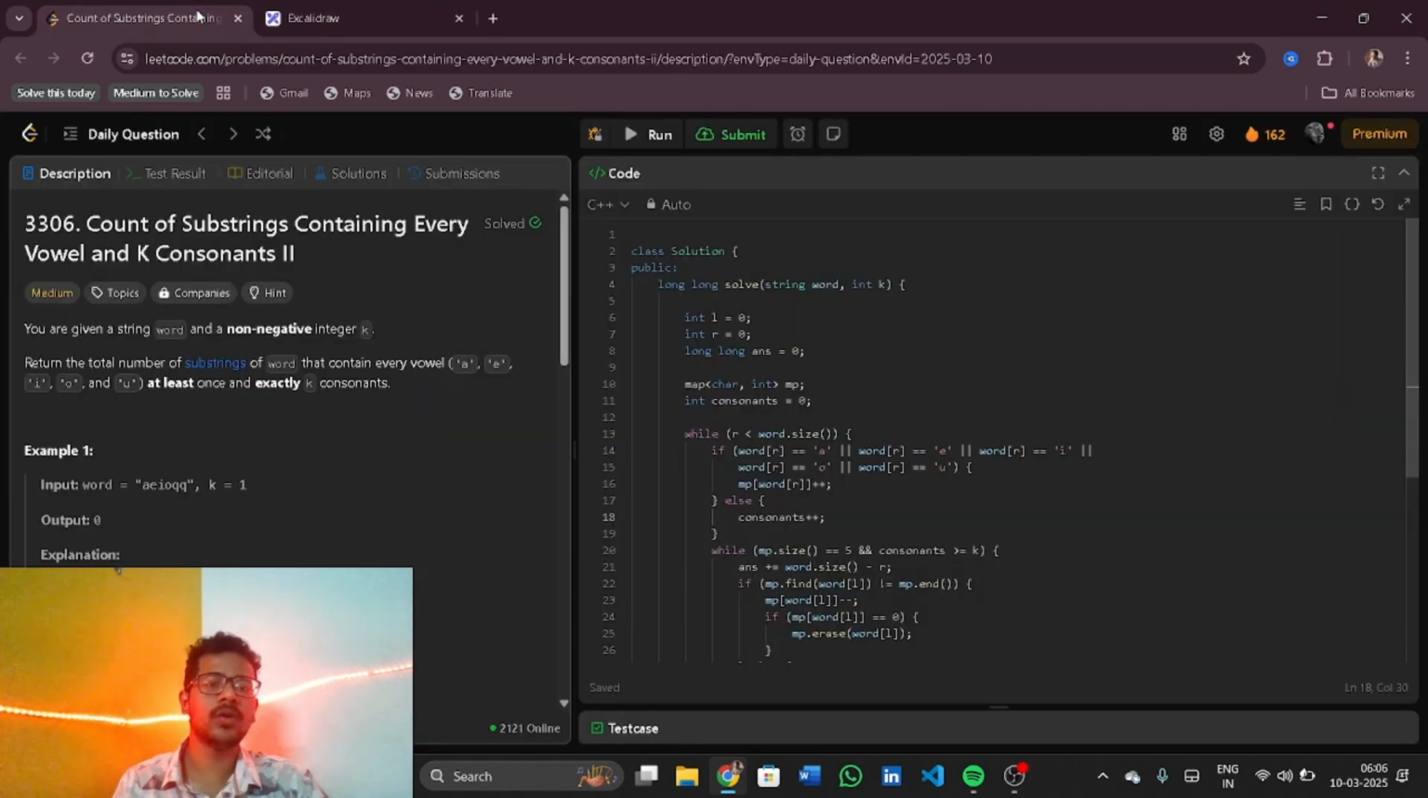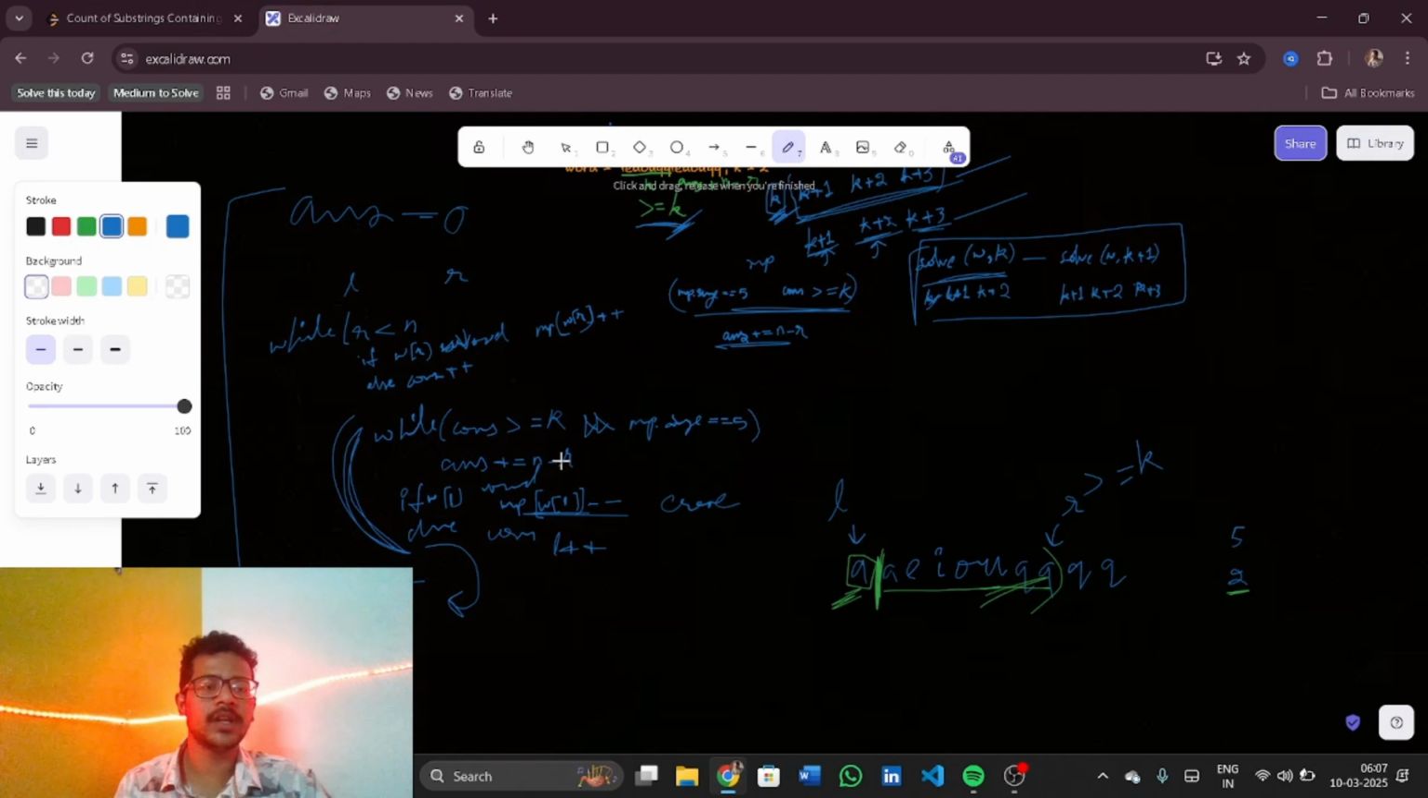And this is the code. This is the same code as I told you in the algorithm previously.